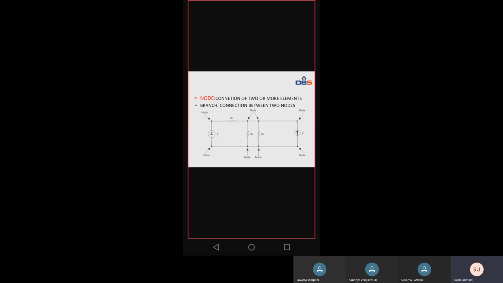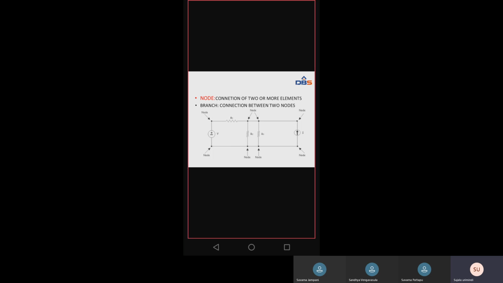Now let us go to some terminologies. Next are some definitions. We all know the node. A node is a connection of two or more elements. If there are two branches or three segments, we have to connect them, and there is the node. So two or more elements meeting at one point is nothing but the node.